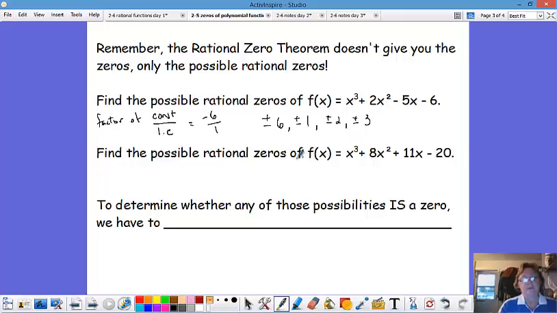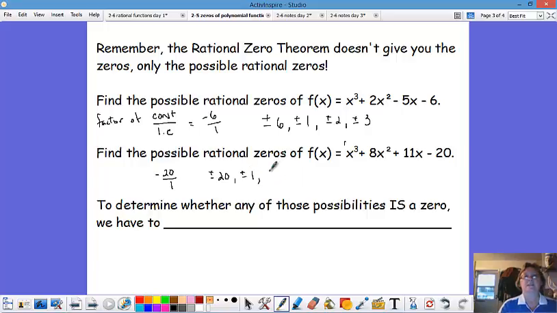Now, in just a few minutes, we're going to see about how you can use those possible rational zeros to start breaking down a polynomial. But here's one for you to try. The possible rational zeros of x cubed plus 8x squared plus 11x minus 20. So the constant is -20, the leading coefficient is 1, and we would be looking for factors of -20 over 1. Well, those would be plus and minus 20, plus and minus 1.